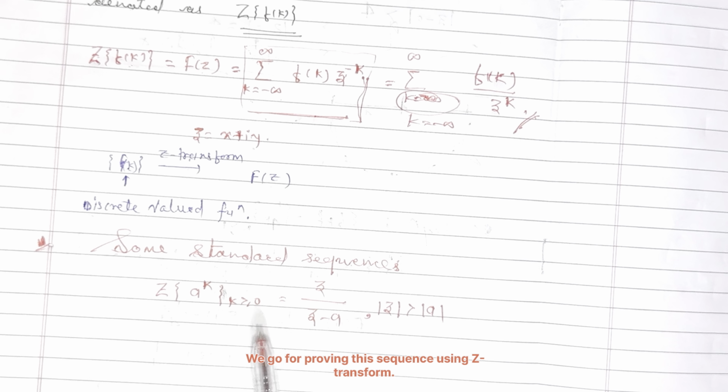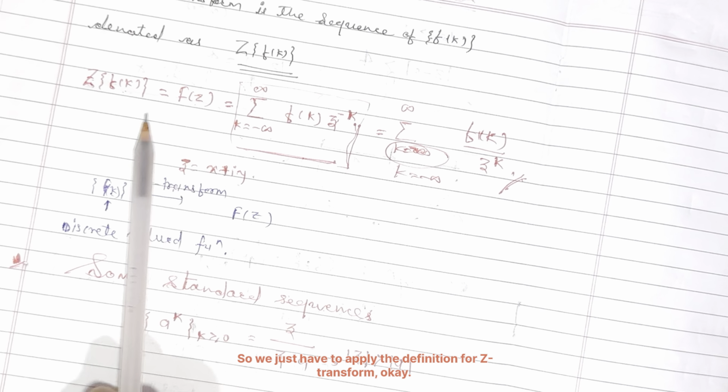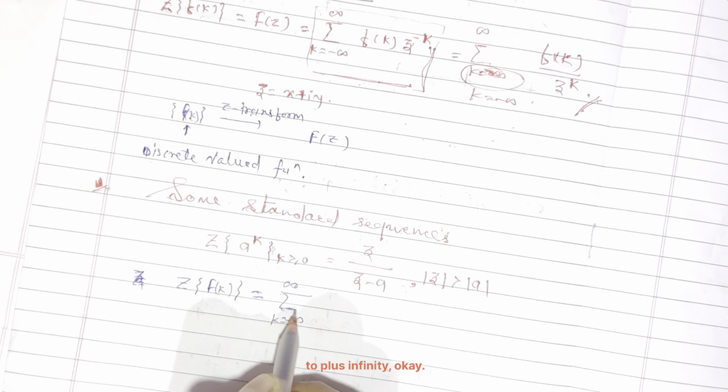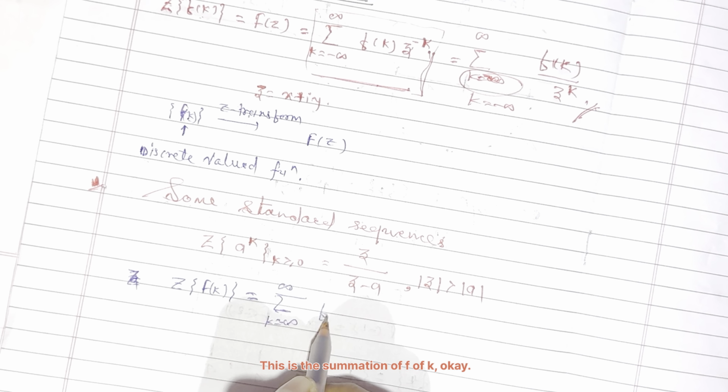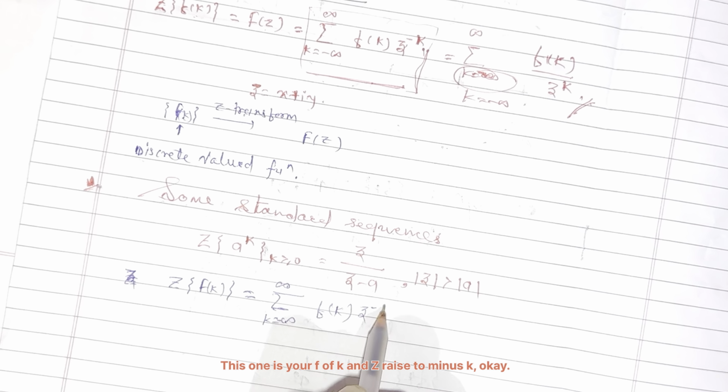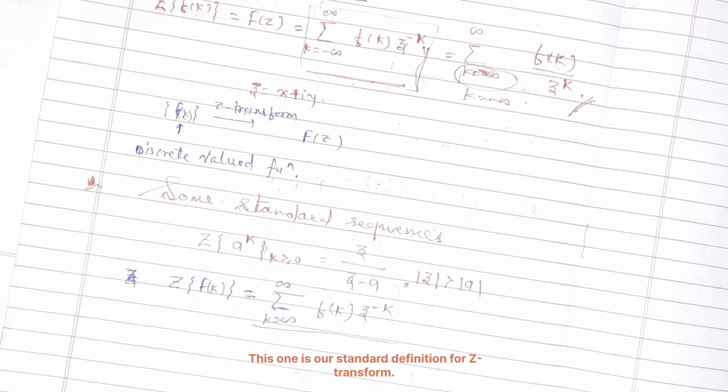Now we go for proving this sequence using the Z transform. It is way easier, guys. We just have to apply the definition of the Z transform. So what is the definition? We write the Z transform of f of k as the summation over k running from minus infinity to plus infinity of f of k and z raised to minus k. This is our standard definition of the Z transform.